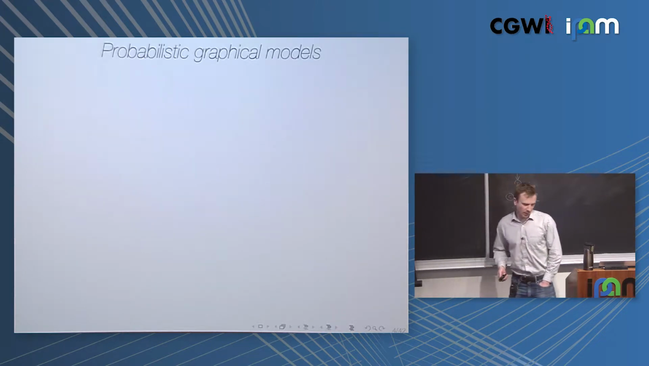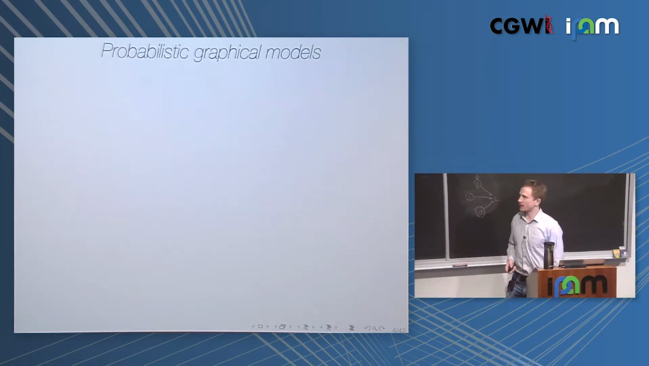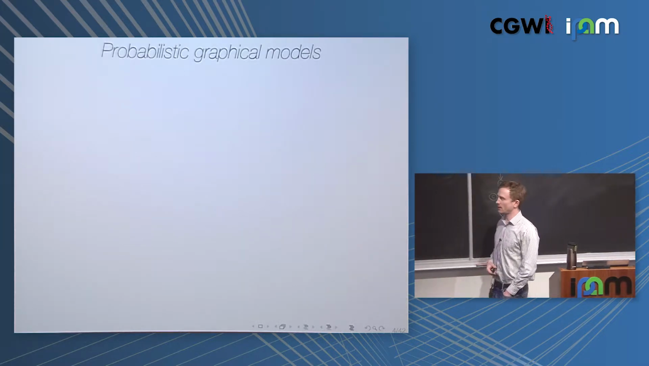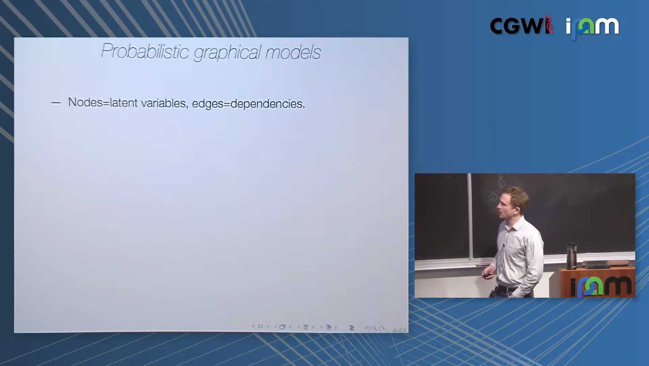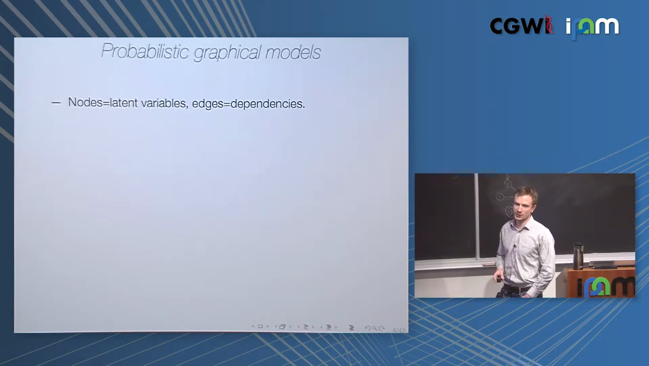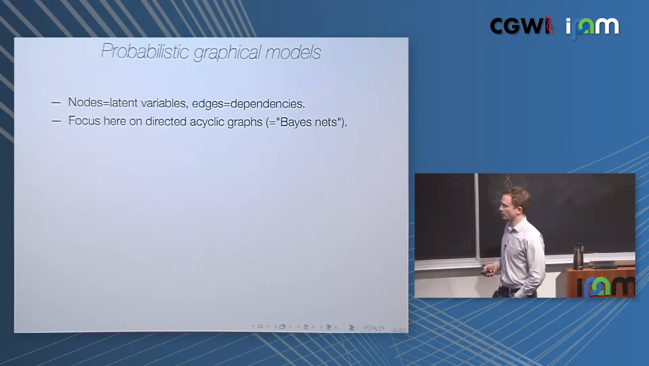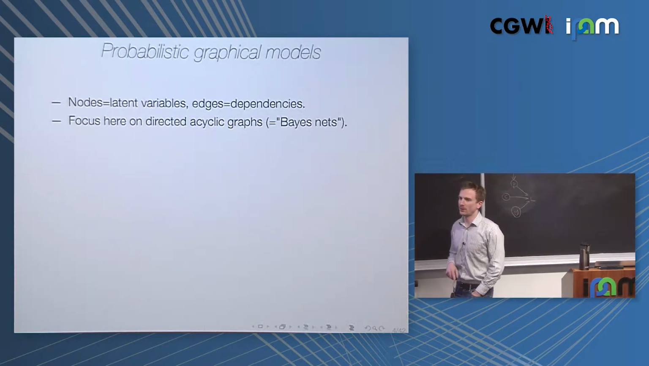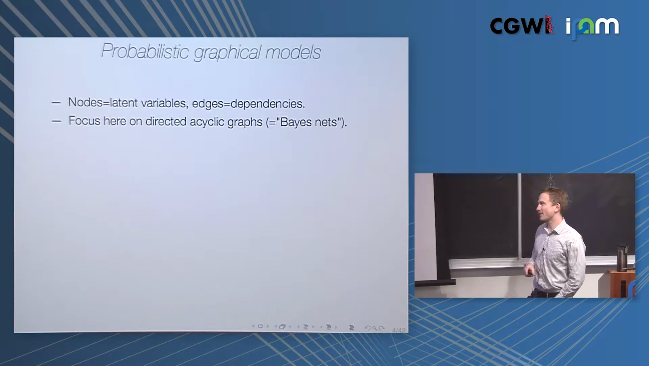One class of stochastic processes that are convenient and tractable to work with are probabilistic graphical models. The graphical part here does not mean that there are pictures involved. It means that the structure of the model is specified by a graph. In these graphs, nodes correspond to latent variables or parameters, and edges tell you about the dependencies between those latent variables. I'm going to just talk about directed graphs here, which are also called Bayesian networks.